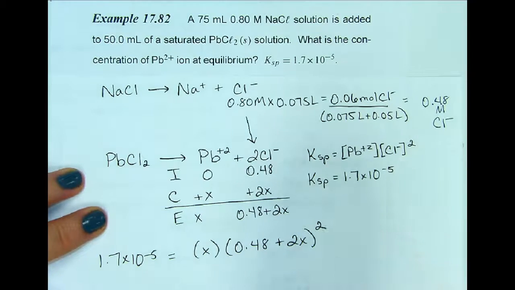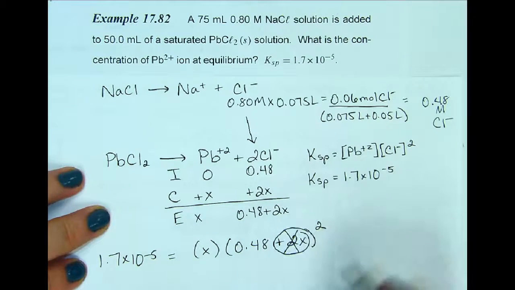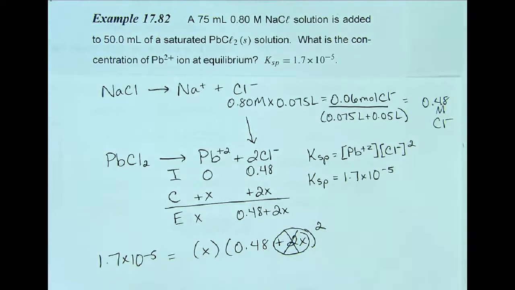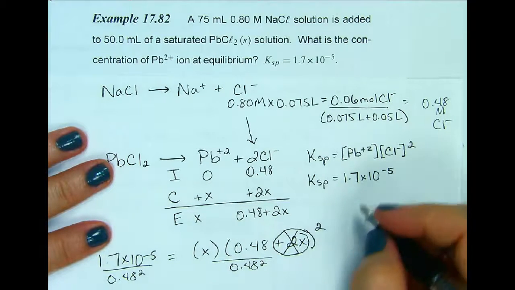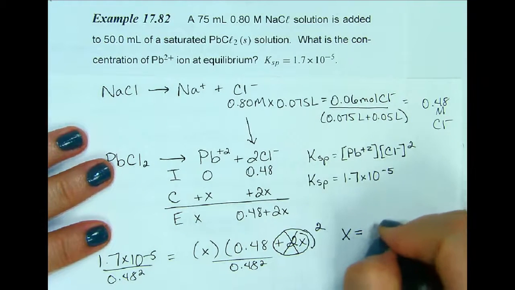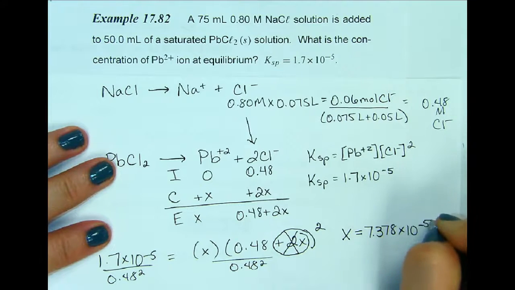Good news, because this is a tiny number, we're going to use the approximation here and get rid of this term. And so to solve this, I'm just going to divide both sides by 0.48 squared. And when I do that, I get a value for x equal to 7.378 times 10 to the negative 5.